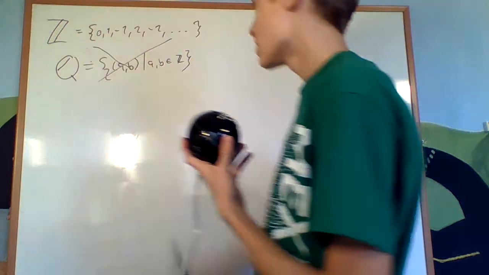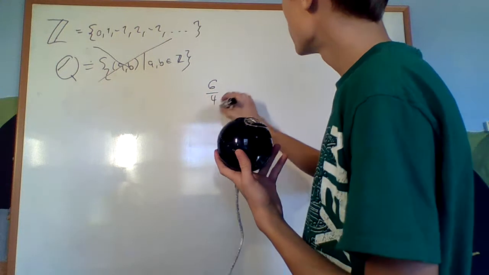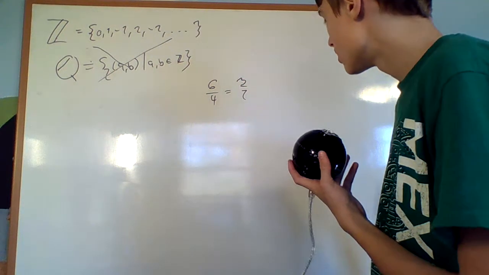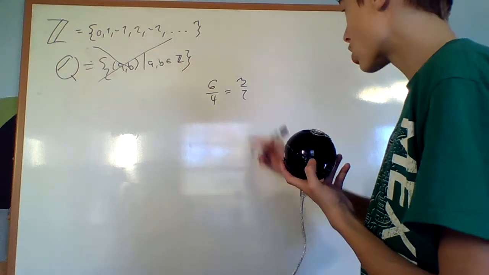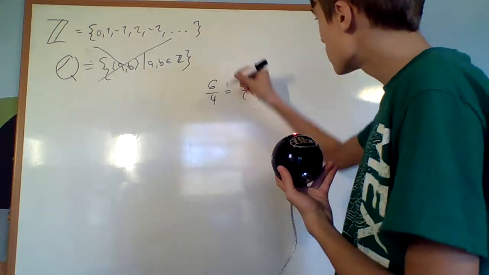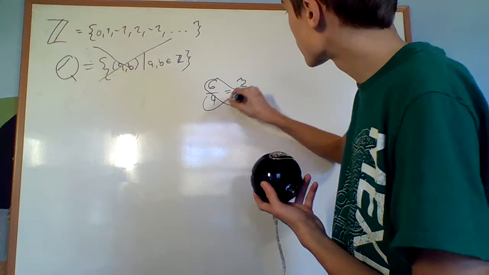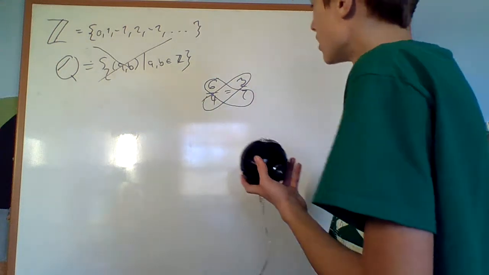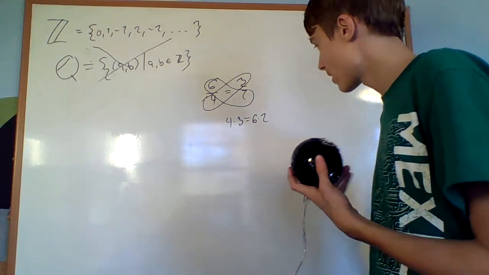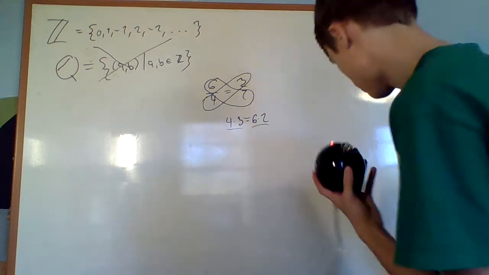That's not a good definition, because if I had 6/4, that's going to be equal to 3 halves. I can simplify it. So how can I determine that these two are equal in the first place? Well, you cross multiply: 6 times 2 and 4 times 3. So I know that 4 times 3 is equal to 6 times 2, because that's 12, that's 12.